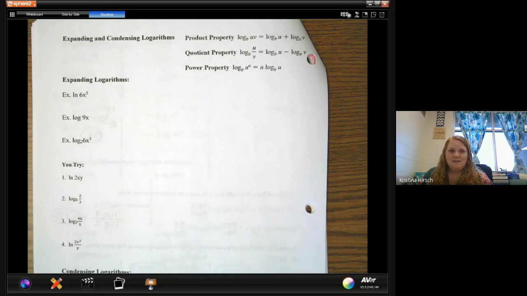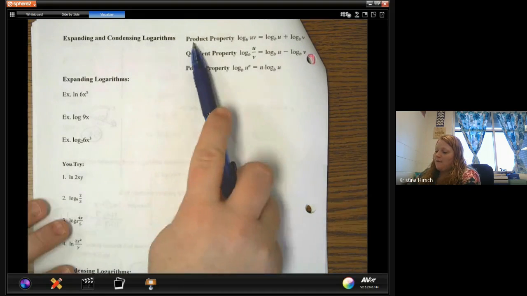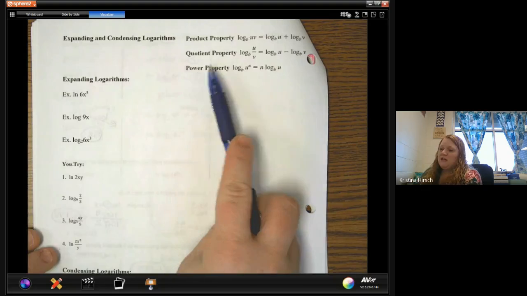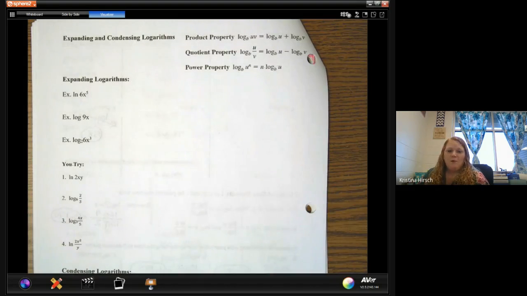So think about what it means to expand. Expand means like get bigger, right? Condense would mean get smaller, just kind of like shrink down. All right, so we have some different properties and we're going to use these three properties to help us do that. But I want you to think back to properties of exponents.